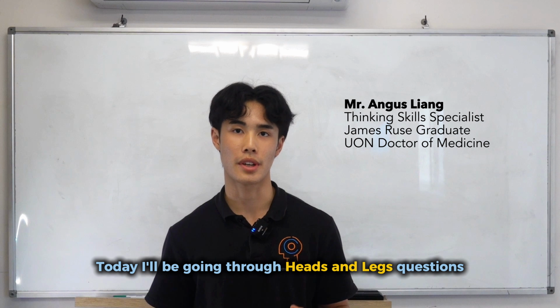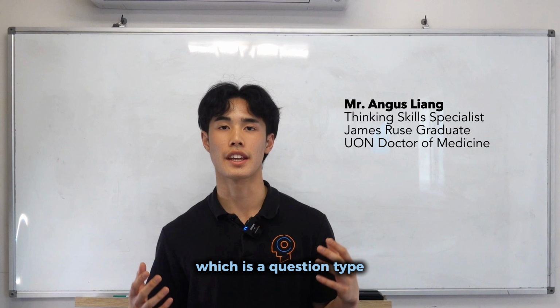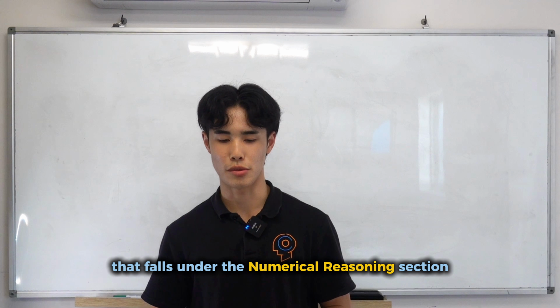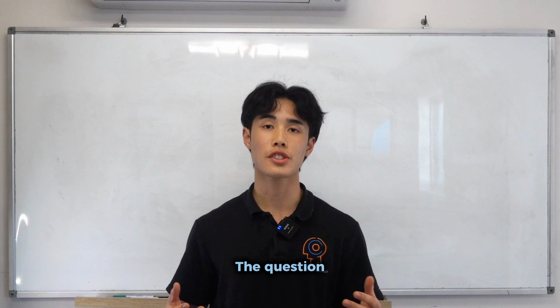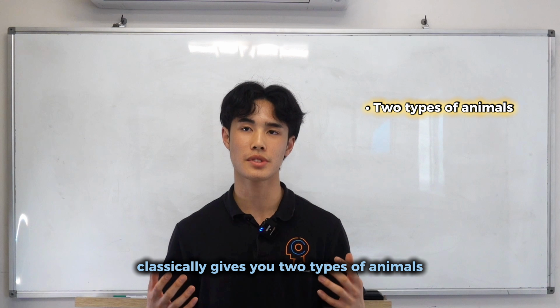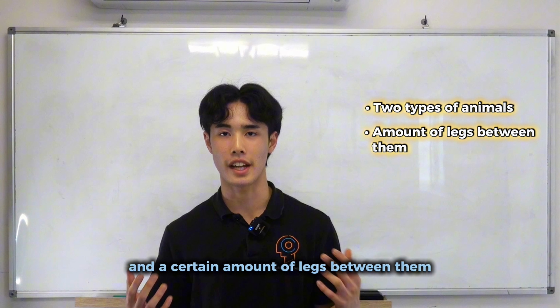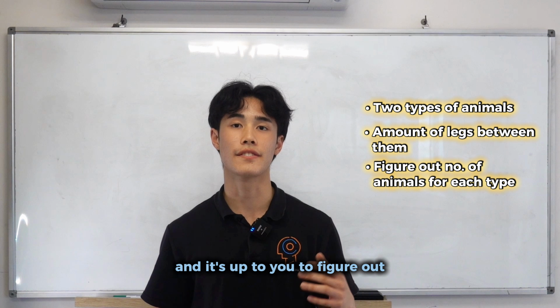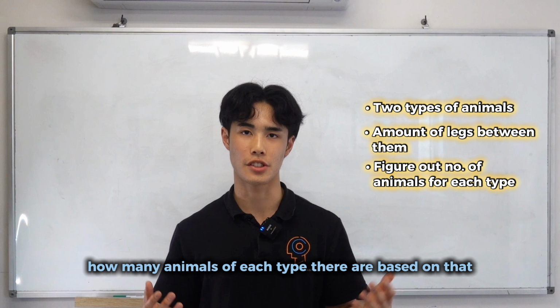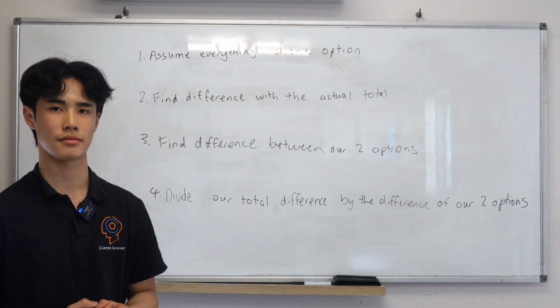Today I'll be going through heads and legs questions, which is a question type that falls under the numerical reasoning section. The question classically gives you two types of animals and a certain amount of legs between them, and it's up to you to figure out how many animals of each type there are based on that.